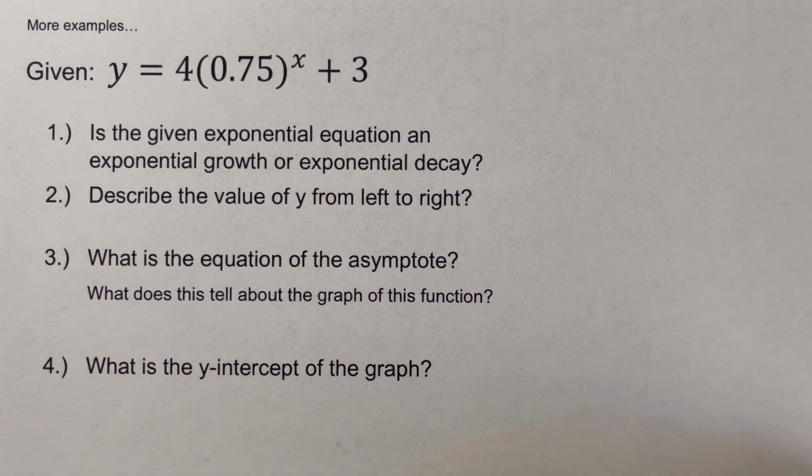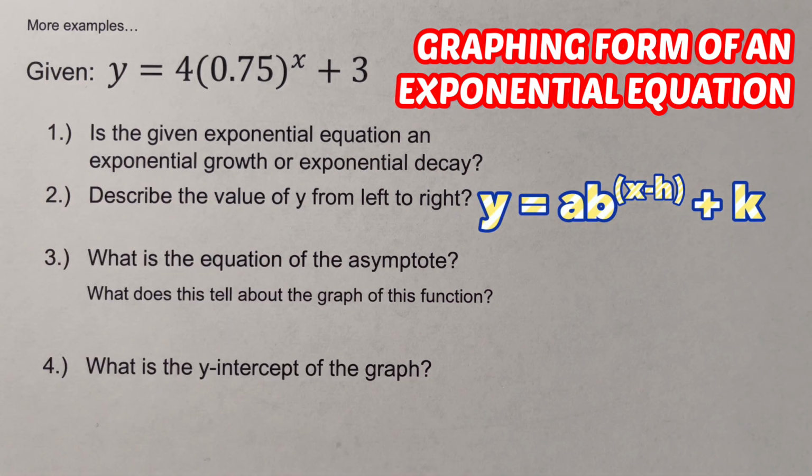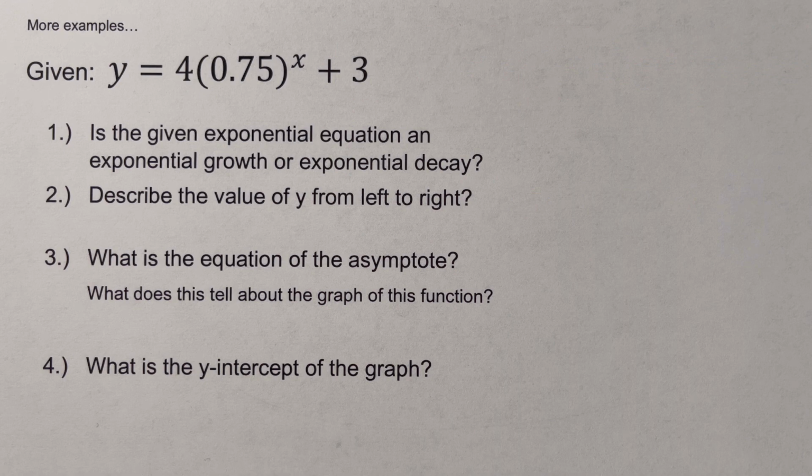Okay, so we go over the problem here. Again, we are given this equation right here. We remember that in this equation, our A is 4, our B is 0.75, our H is 0, and our K is positive 3. Now, let's look at the first question here.